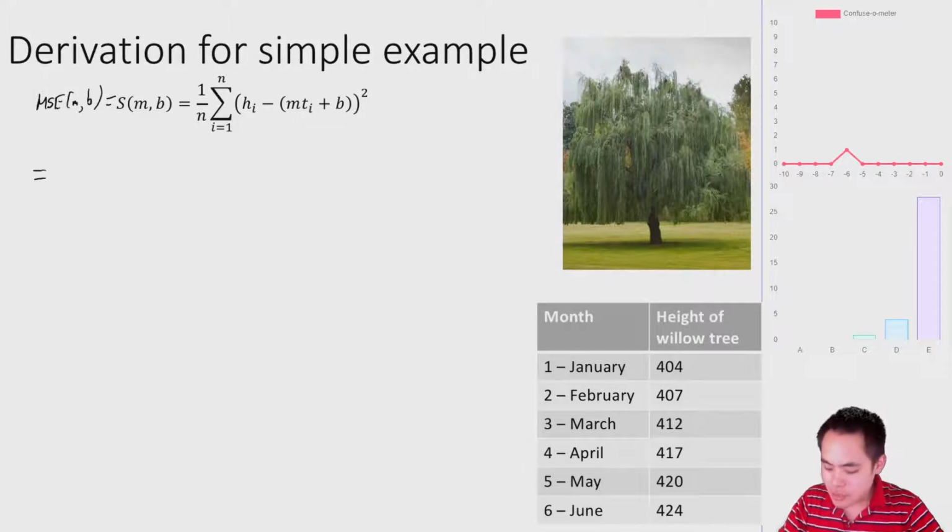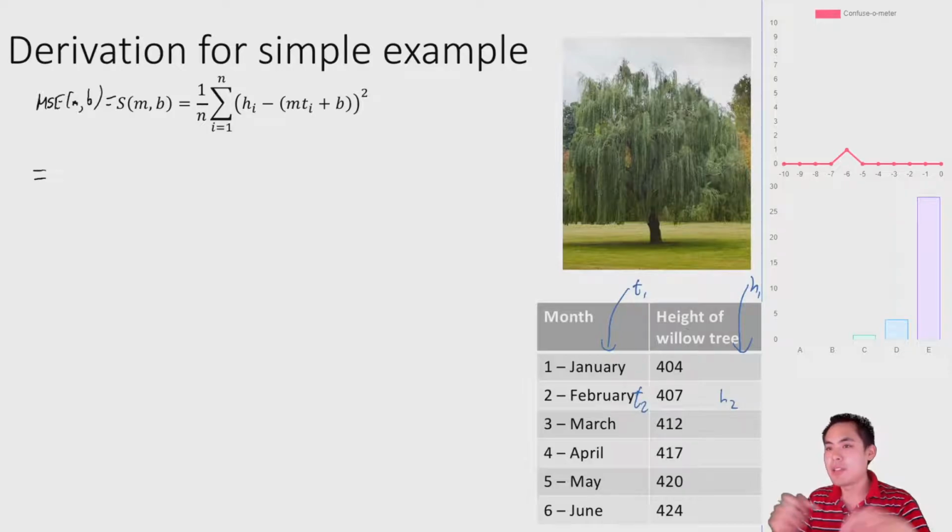And when we do this, time 1 is going to be, let's see, this here is time 1, and this here is h1, and so on. This here is h2, and this here is time 2, and so on. I made it super easy by making time 1 equal to 1, time 2 equal to 2, time 3 equal to 3, and so on. In general, that may not necessarily be the case.